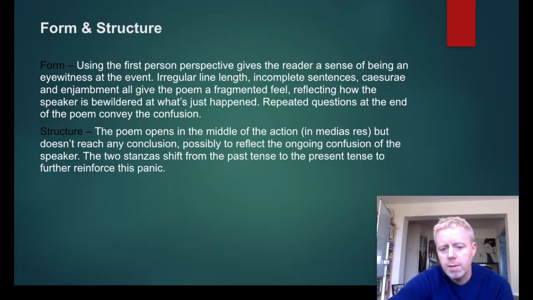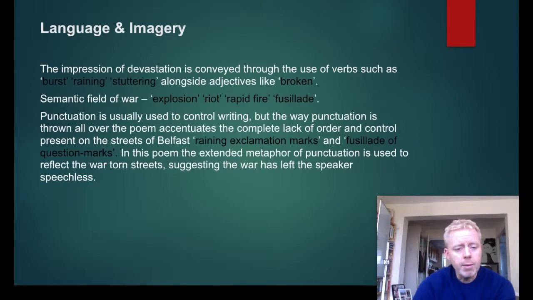Structure: the poem opens in the middle of the action, that's known as in media res, but doesn't reach any conclusion, possibly to reflect the ongoing confusion of the speaker. The two stanzas shift from past tense to the present tense to further reinforce this ongoing panic. And then language and imagery. The impression of devastation is conveyed through the use of verbs such as burst, raining, stuttering, alongside adjectives like broken. There's a semantic field of war throughout the poem. For example, explosion, riot, rapid fire, fusillade.